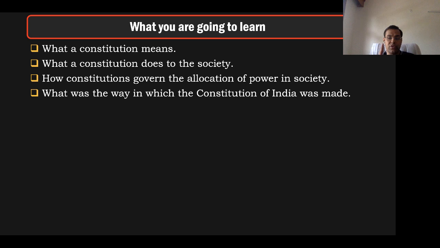So four questions through this chapter are going to be addressed. What is the meaning of the Constitution? What does a constitution do to the society? How do constitutions govern the allocation of power in a society? What was the way in which the Constitution of India was made? All four things we are going to learn as a part of this chapter.